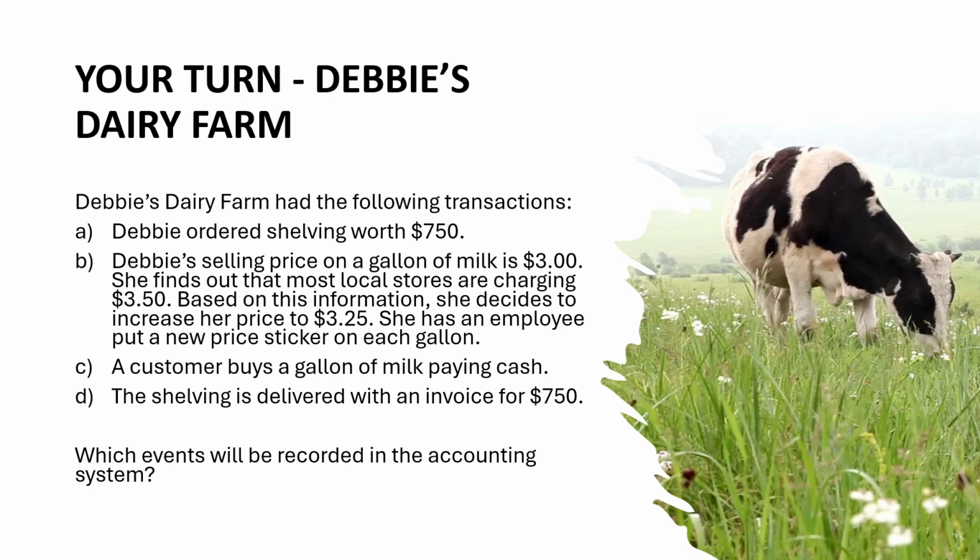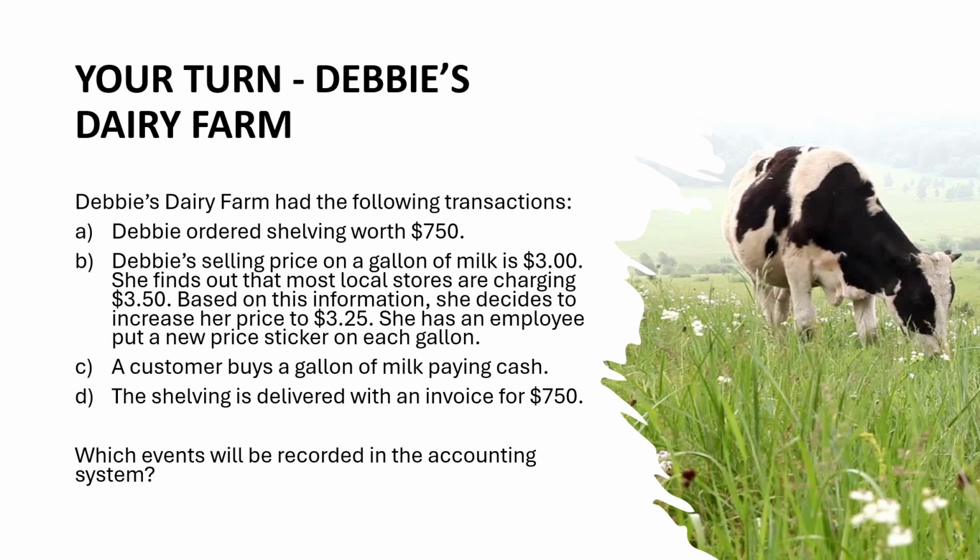The second event, Debbie's selling price on a gallon of milk is $3, and she changed it to increase to $3.25, and her employee puts the new price sticker on each gallon. Changing prices does not have an impact on the company at the time the price is changed. It will impact the company in later transactions, but putting stickers on milk gallons does not incur any transactions. Debbie still has all the milk and has not received any money, so it's not a transaction. We do not record it.